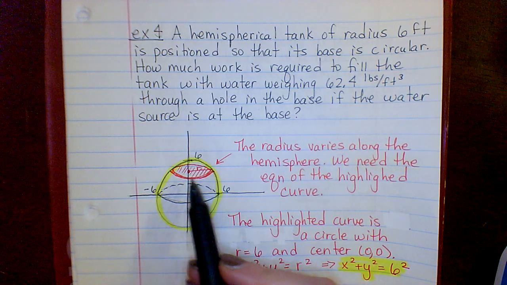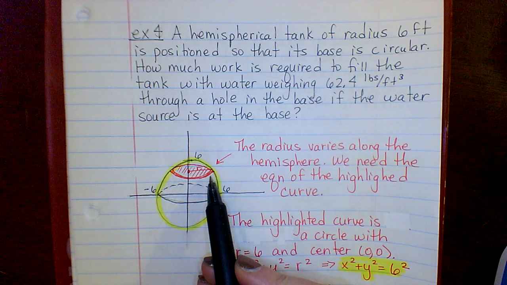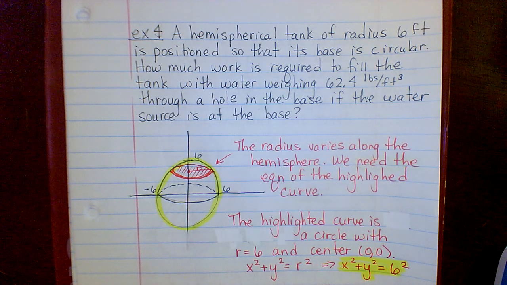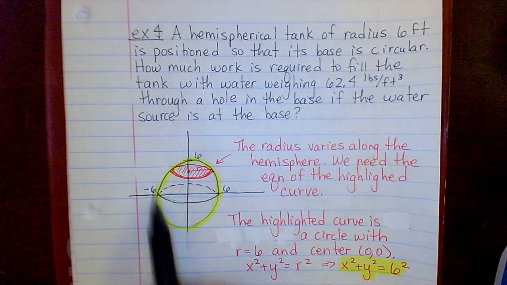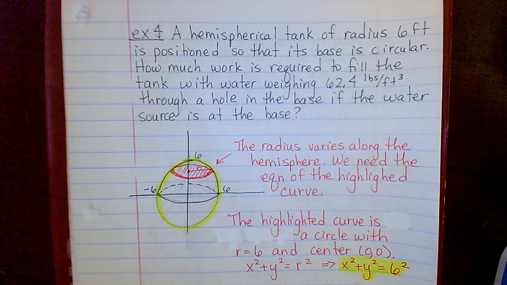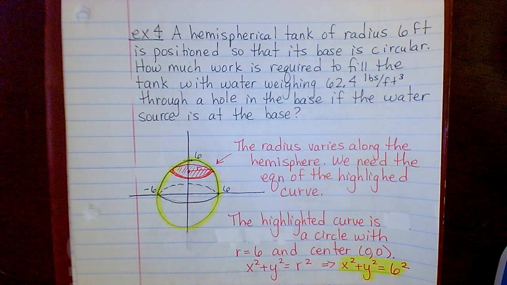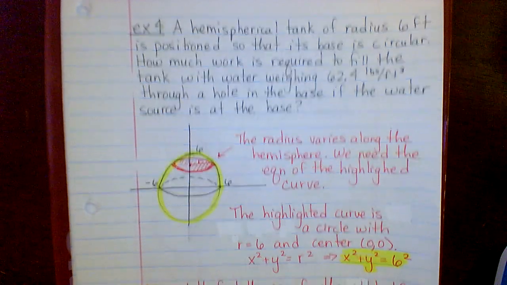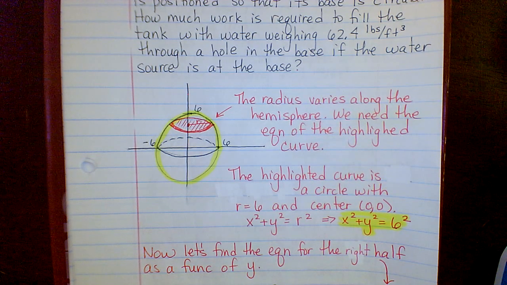The radius is going to vary along that hemisphere. So we're going to need to find the equation of this highlighted curve. Well, that's just the equation of a circle. Okay, so the highlighted curve is just a circle, radius 6, center 0, 0. So we know the equation of a circle is x squared plus y squared is r squared.